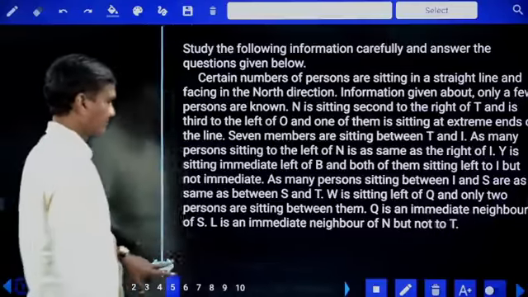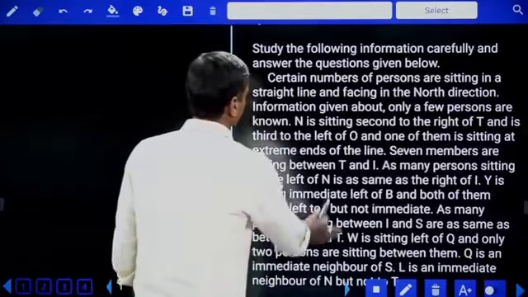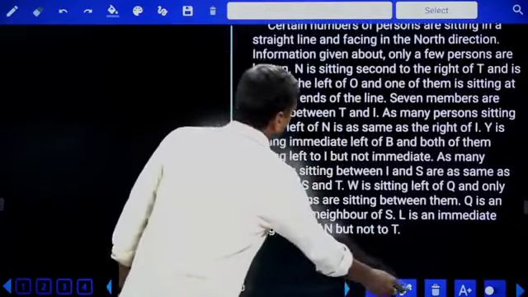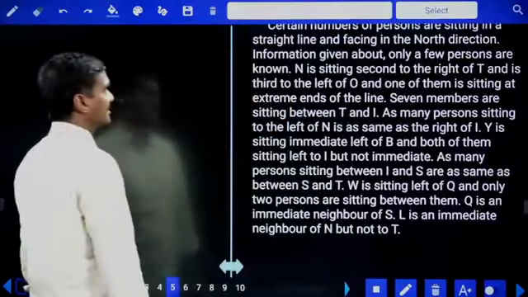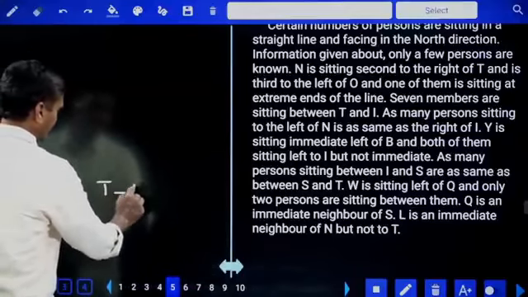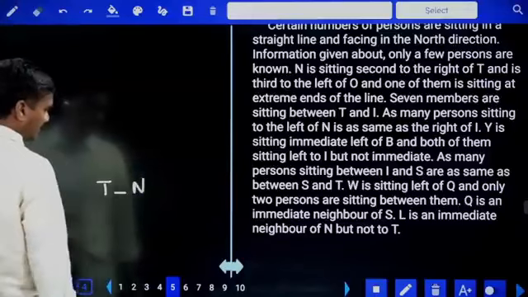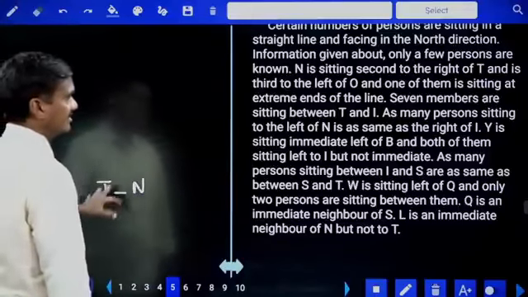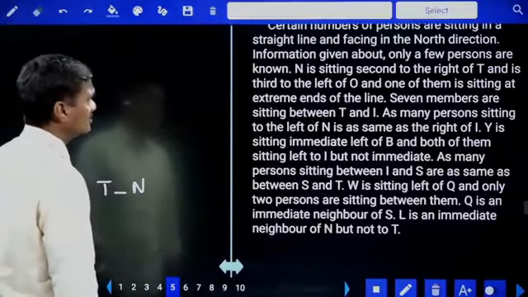Yes. Now in this one, a certain number of persons were there. Condition number 1, N is seated second to the right of T. Information clearly given. And N is south to the left of O.